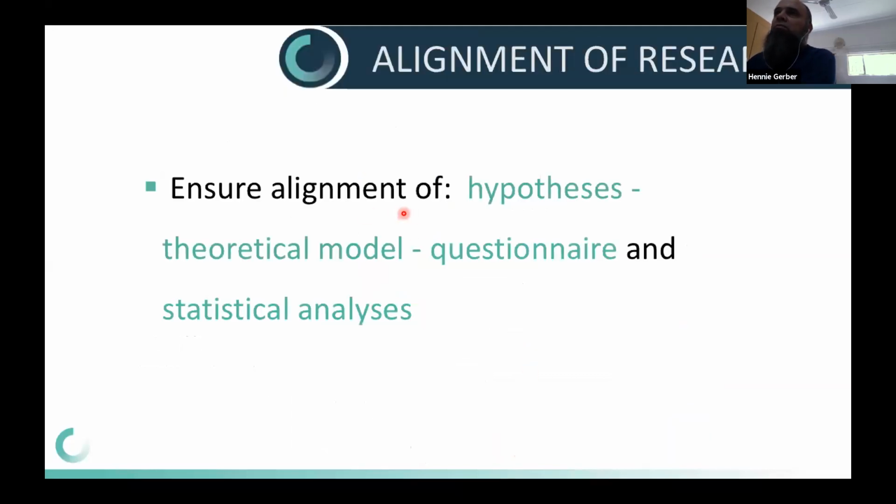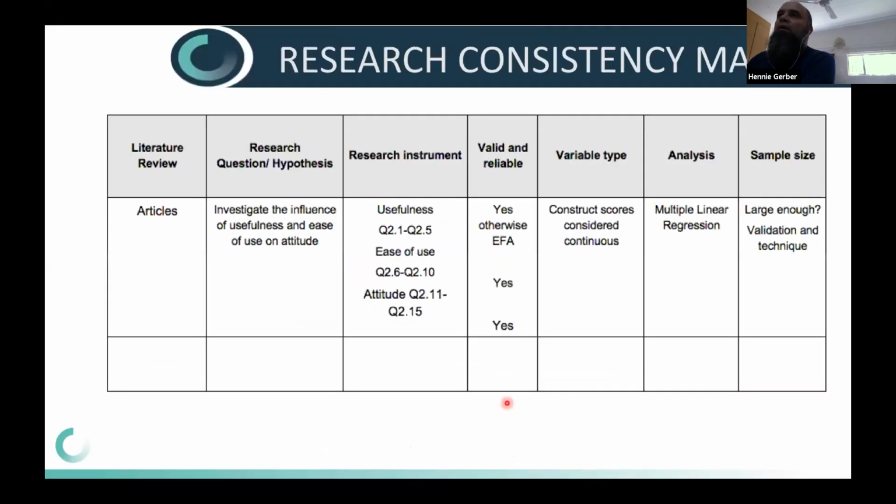Now, the alignment makes sure that the hypothesis, the model, the questionnaire, and the statistical analysis are all aligned. And this must be done in your proposal before you send it, and before you gather data, this must be in place. Now, what I use to do this alignment, all the students must fill this in if they come and see me, is this research consistency matrix.